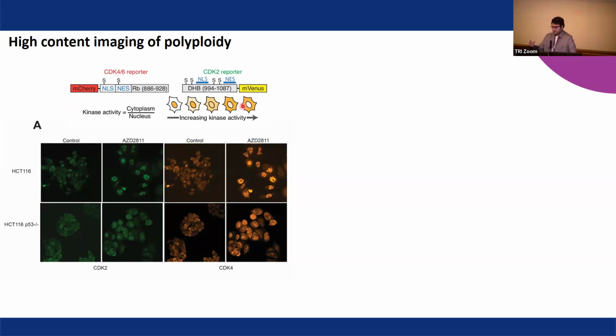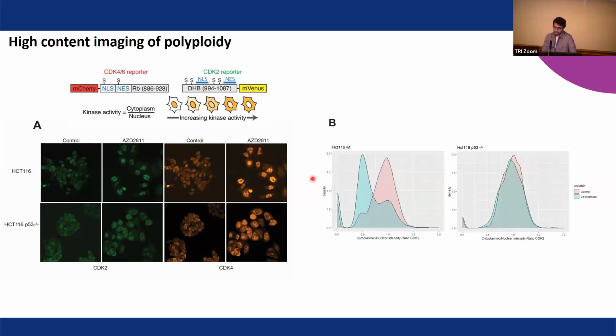So we segment the cells and then use a special pipeline for the polyploid cells, and then we're able to estimate the fluorescence intensity of these cells. So we can see here in the wild type, there's a decrease in the CDK2 activity, whereas with the P53 knockout, the CDK2 activity does not go down. And interestingly, even the CDK4 activity does not go down.